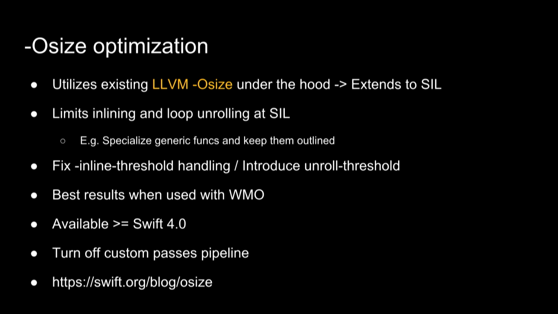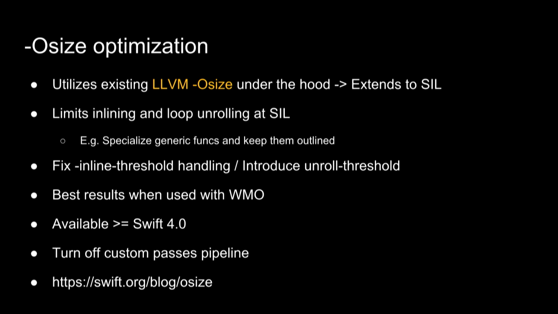So we looked into other ways to do this, and we found Apple's Osize optimization. It wasn't ready at the time, so we tried to see if we could contribute to it. There's already an Osize optimization in LLVM, and this extends that to SIL level. The Osize option limits the optimizations that could potentially cause size increase, such as inlining and loop unrolling. Our contribution was fixing the inline threshold handling and introducing the loop unroll threshold.